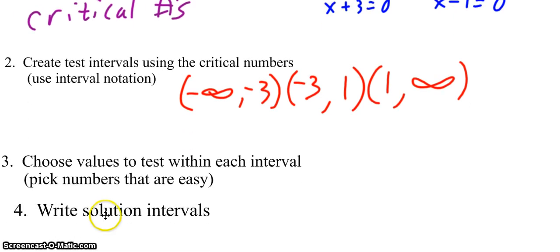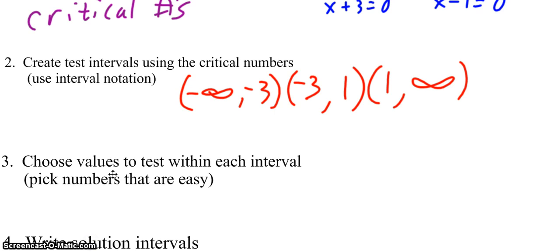Next step. Now I'm going to choose values to test within each interval. Pick numbers that are easy to work with. Okay, so what does this mean? It means I want to pick any number that falls within this interval. So the easiest number for me to pick would be -4. -4 is between -infinity and -3.